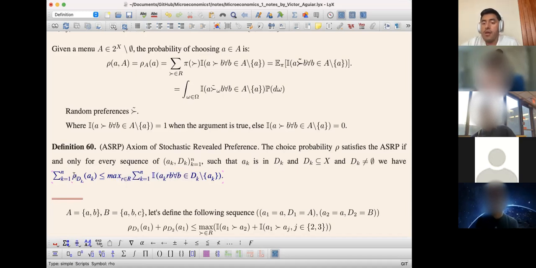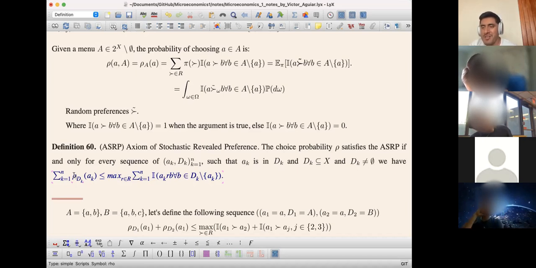Okay. So now, this is not intuitive. So full disclosure, if you don't find this intuitive, you are not alone. This axiom is not intuitive at all, right? It's not like the GARP with a cyclicity condition. It's not actually telling you anything behavioral, right? I don't find any intuition in it, right?